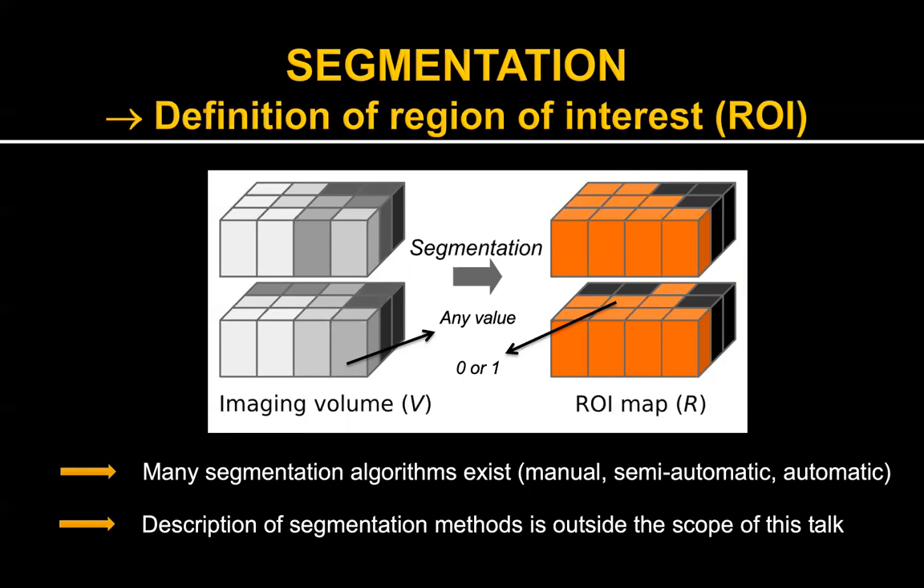Segmentation, we understand, is the process of defining in one image, for example for a tumor, if a given voxel belongs to the tumor or does not belong to the tumor. There are many segmentation algorithms, and in this challenge we've seen great improvements in terms of going towards automatic segmentation of head and neck tumors, which is very great. Manual, semi-automatic, automatic, it's not the scope of this talk.